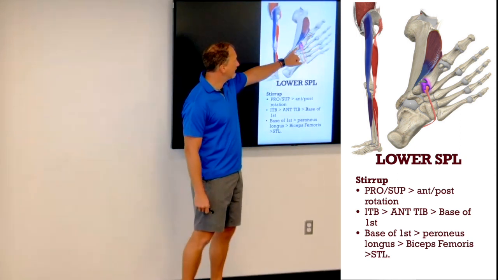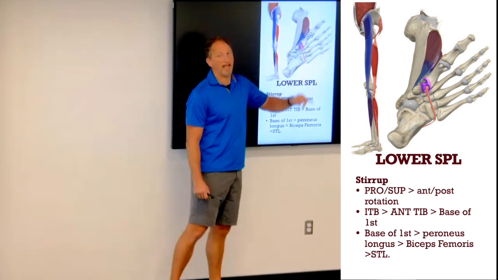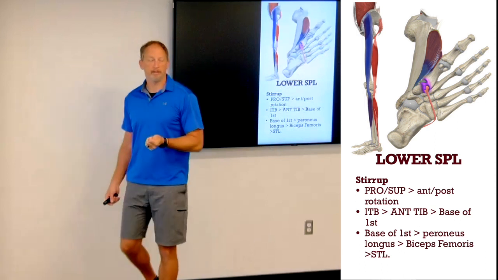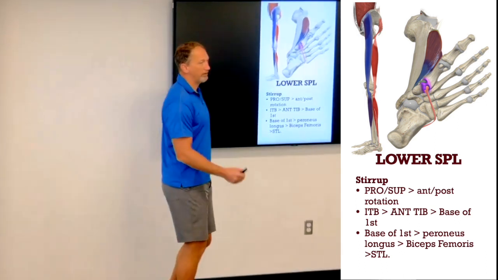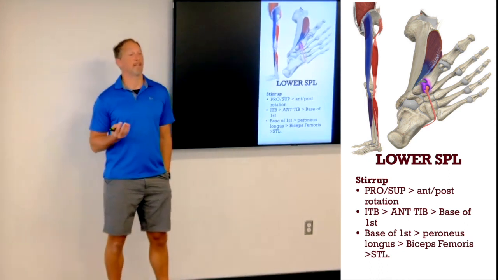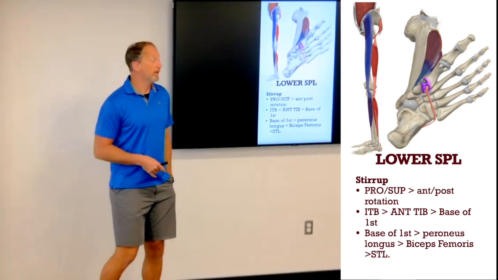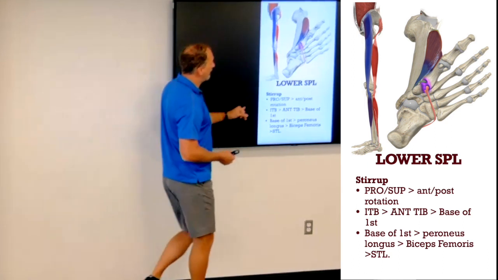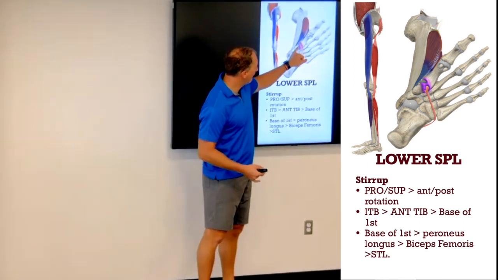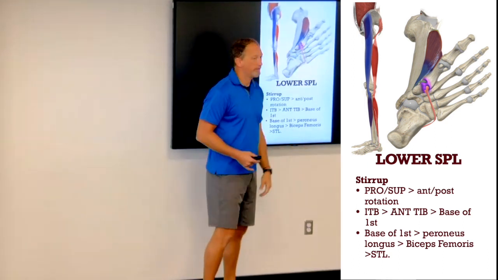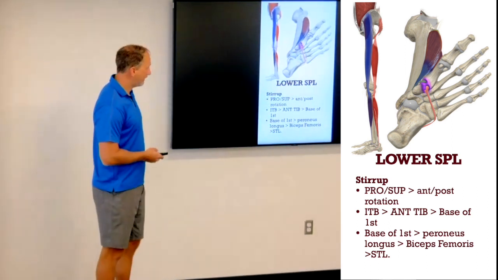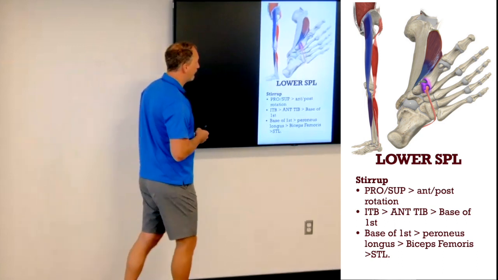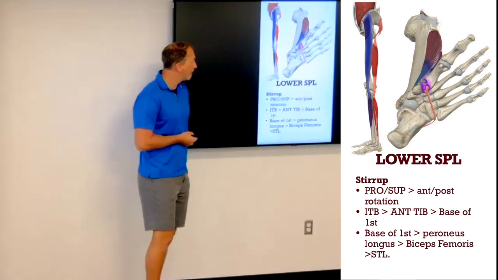The tie-in to big toe extension is worth mentioning here. If somebody has a problem with their big toe, they're lacking big toe extension, somebody that has turf toe, because of the proximity of this attachment point at the base of the first, that can be influential in what's going on with the spiral line. It can change things up just a little bit, even though it's not a direct part of this line.